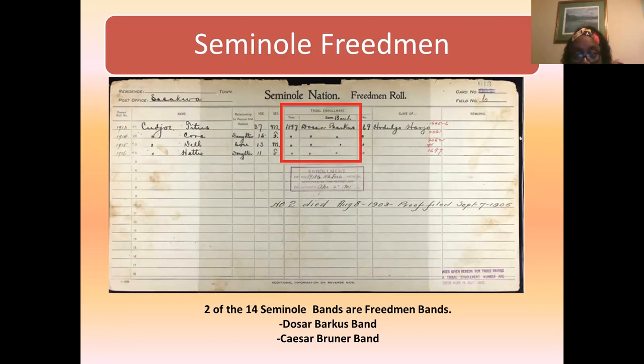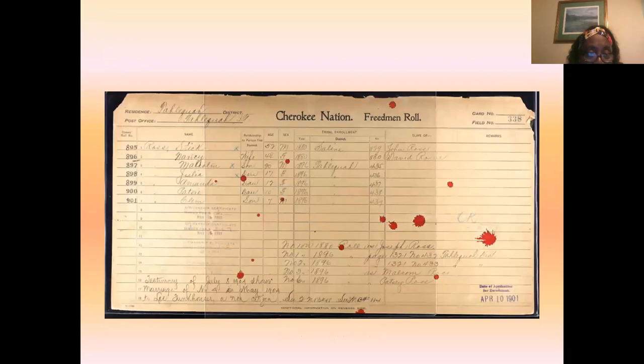And of course, you find the other information there, who the slaveholder was, their roll number, if there's significant notes. You see that in this case, the second person, Cora, who was the daughter, she died in August of 1903. So you want to look at every detail. But then go to the back side. There's more. There's far more information.